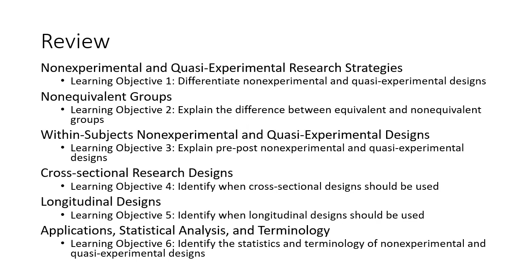So this was a pretty short one, actually a really short one. We started by differentiating non-experimental and quasi-experimental designs. You should now be able to explain the difference between equivalent and non-equivalent groups. You should be able to explain the pre-post non-experimental and quasi-experimental designs. You should be able to identify when cross-sectional design should be used, also identify when longitudinal design should be used. And finishing up, you should be able to identify the stats and terminology of non-experimental and quasi-experimental designs.